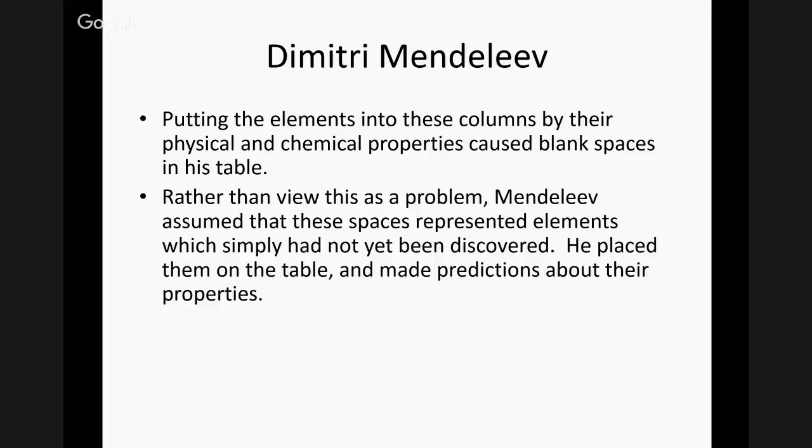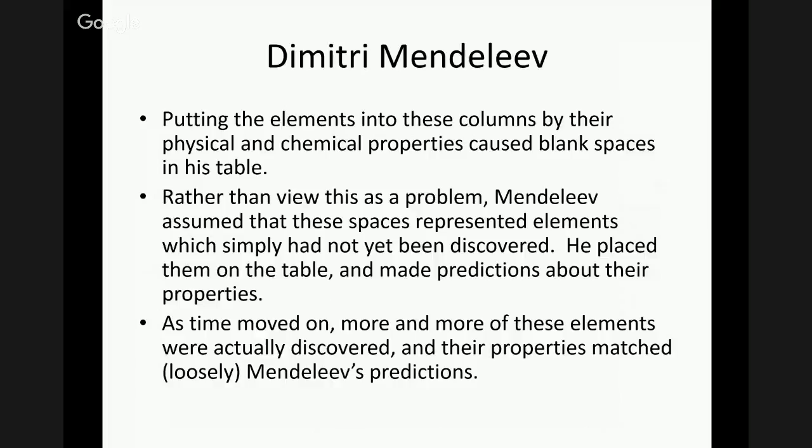And he made predictions about them. He said, in this space must fit an element that we haven't found yet. And when we find it, it's going to be a metal, and it'll weigh around this range, and it'll be reactive like this. And he made all these predictions. And as time moved on, even in his own lifetime, these elements were actually discovered, and their properties matched, more or less, Mendeleev's predictions.